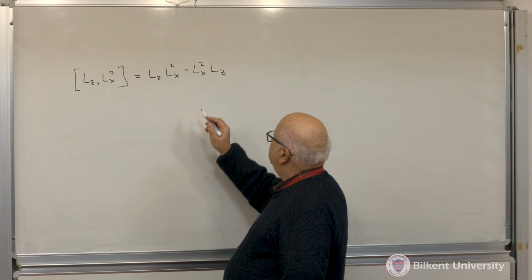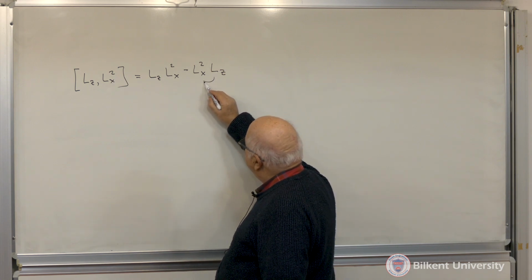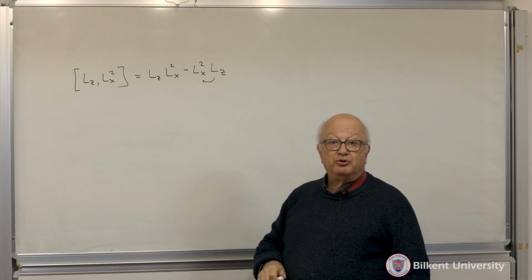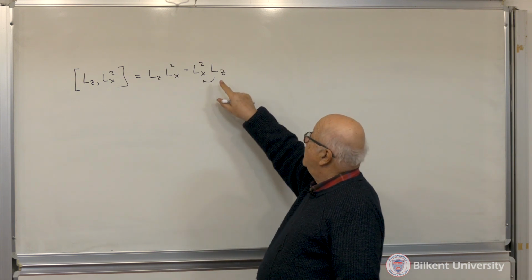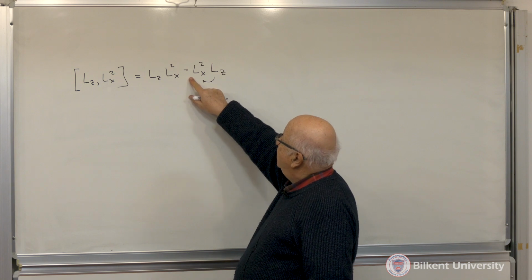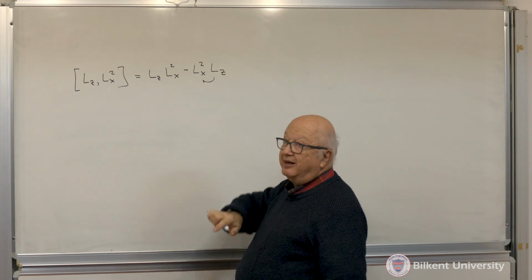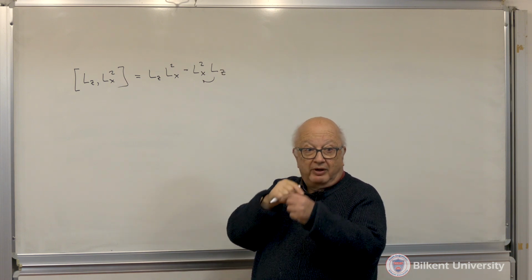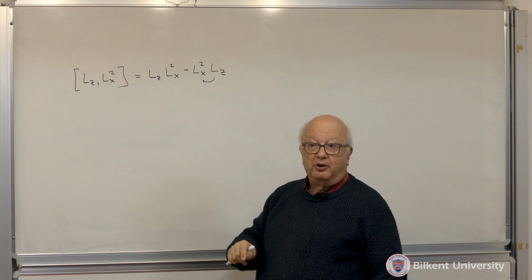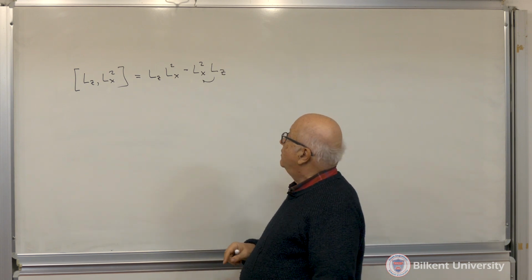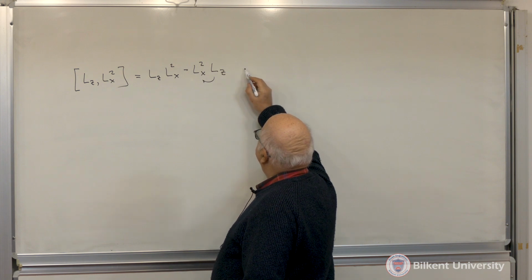Okay, so what I'm going to do is walk this Lz one step at a time towards the left, so that when it moves all the way to the left, that term Lz Lx squared will cancel that Lz Lx squared. But when I am moving things around, obviously I'm going to generate some terms, and that will be the commutator. Okay, so let's just do it.